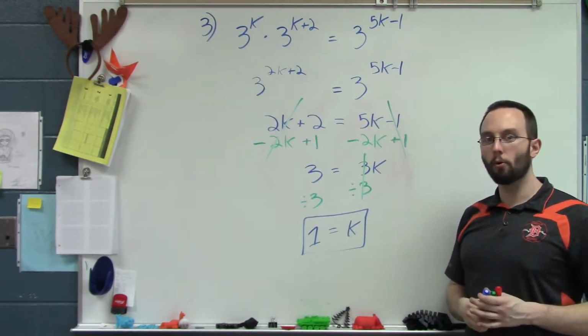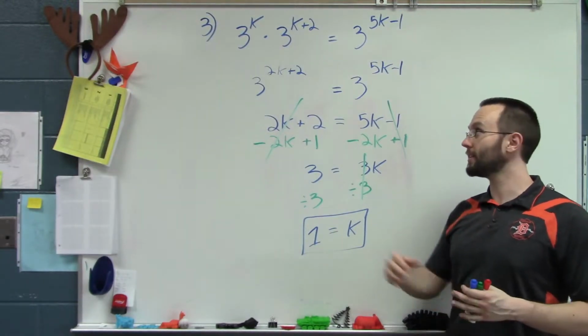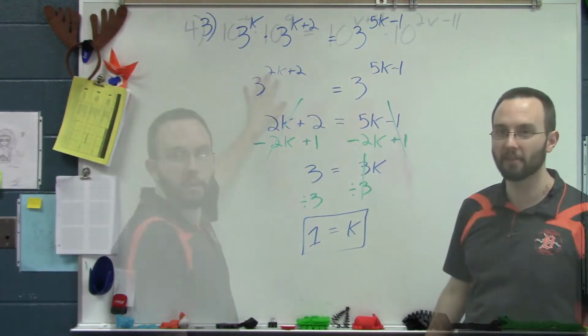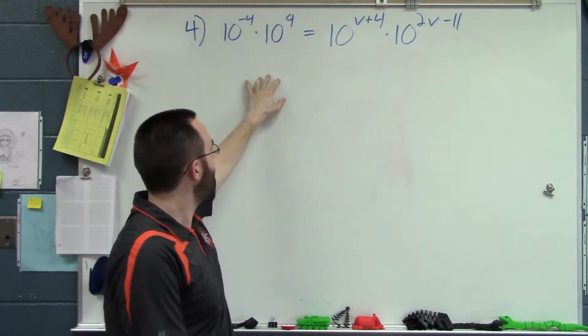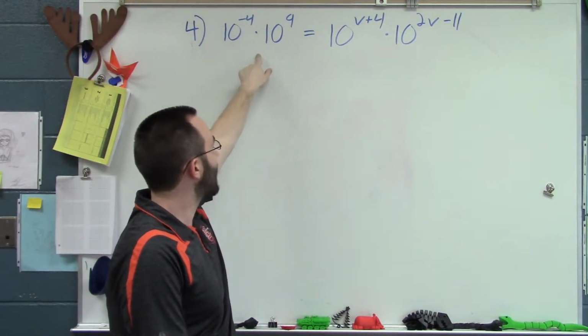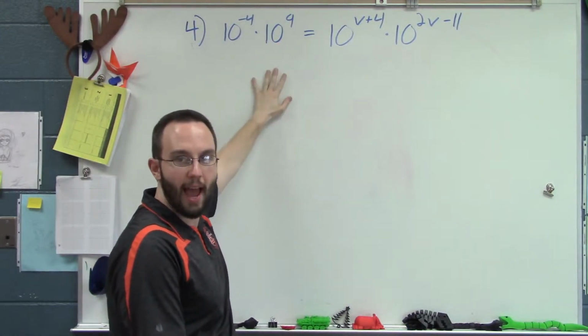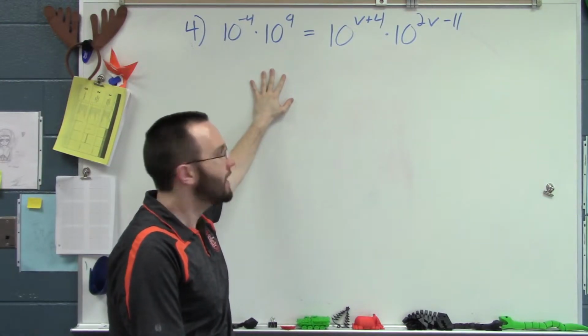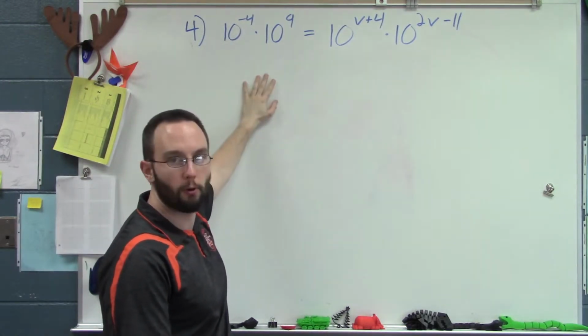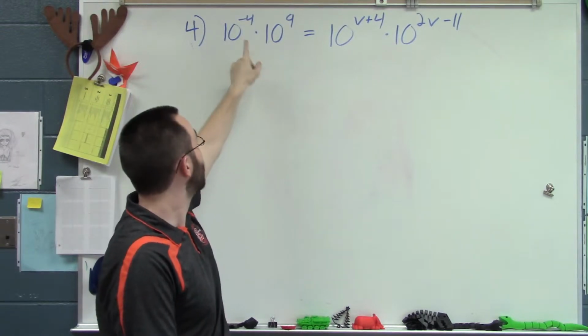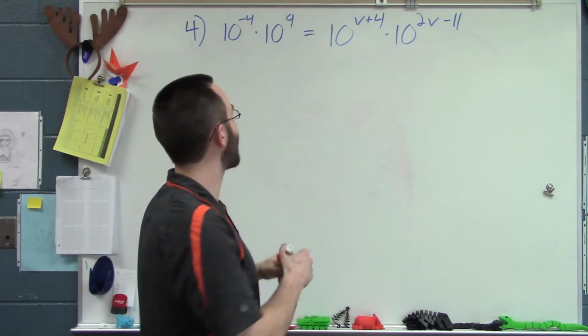Let's take a look at one more of these before we do something crazy and not have the same base on both sides. So another example where we have 10 to some number times 10 to some number, so we can just add those two exponents together. It doesn't matter that one of them's a -4, the property still applies here. So we have -4 plus 9, which is 5.